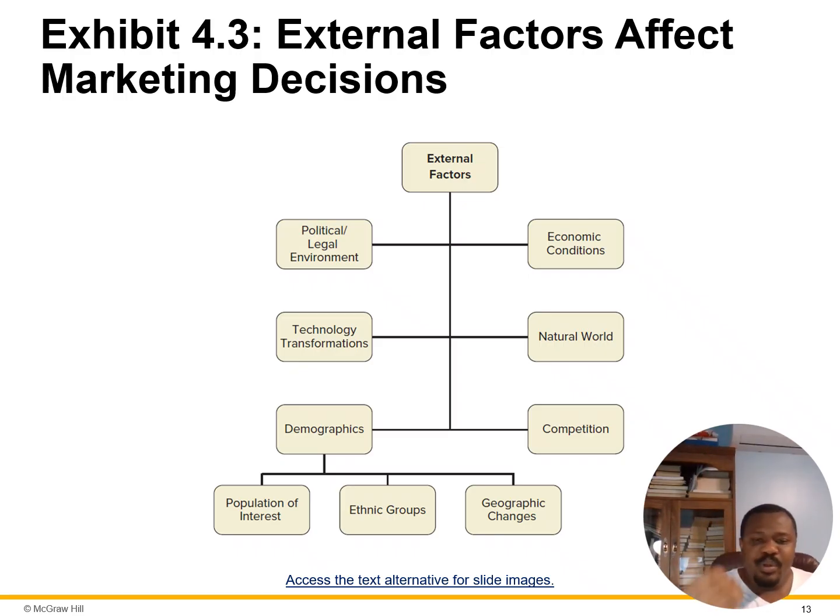Now, when we look at the demographics, we look at the population of interest, we look at the ethnic groups, we have the geographic changes. So the demographics will bring about the competition, and then technology transformations will bring about decisions based on the natural world. And then when it's the political legal environment, we'll look at the economic conditions. And these are very, very important external factors to consider. So external factors, collecting information outside the company.